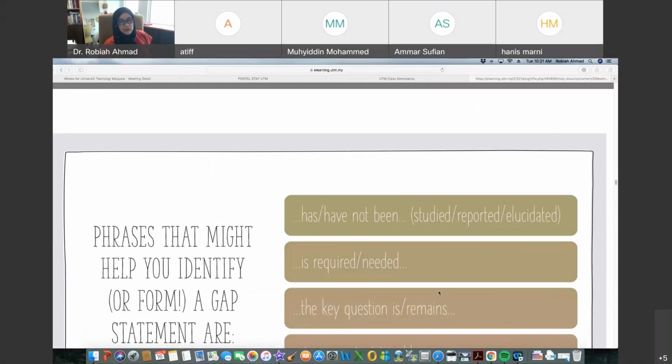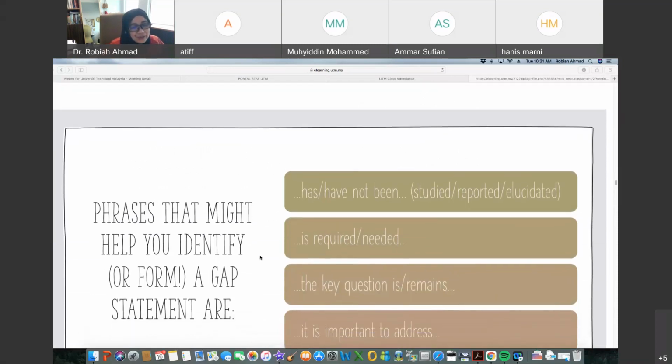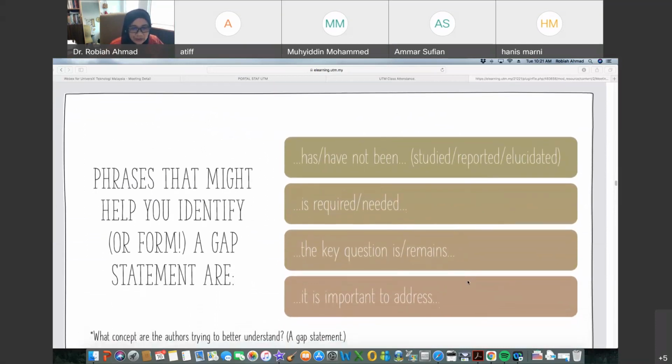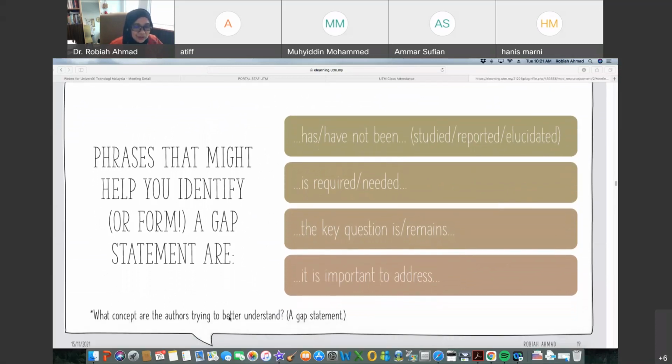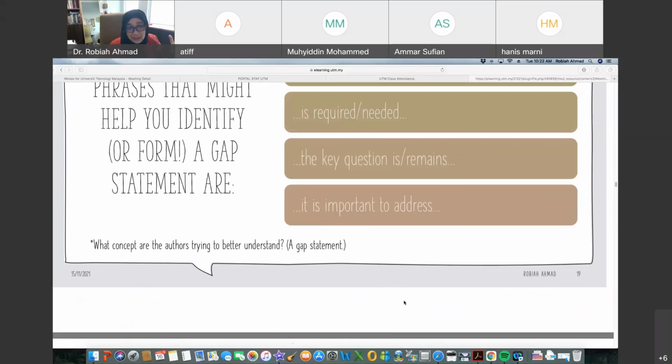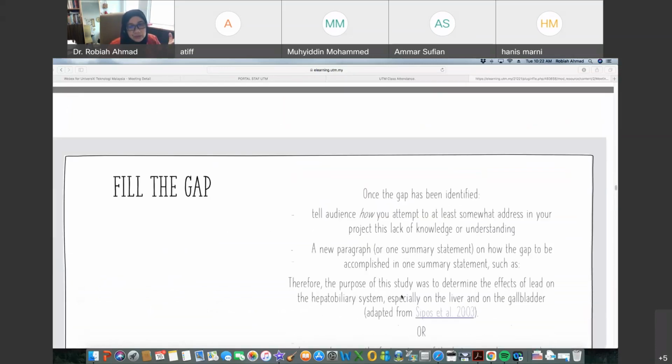Okay. So phrases that might help you identify or form a gap statement, things like this: has not been studied or reported, so blah blah blah is required or needed, the key question remains, it is important to address. So these are some words that you can identify. What concept are the authors trying to better understand? So this is what we call the gap. And then once you understand the gap, you manage to write the gap. So you have to fill the gaps. So filling the gap is why you come in.